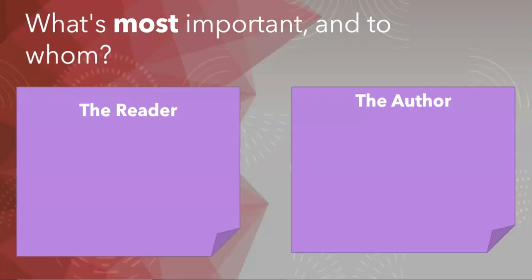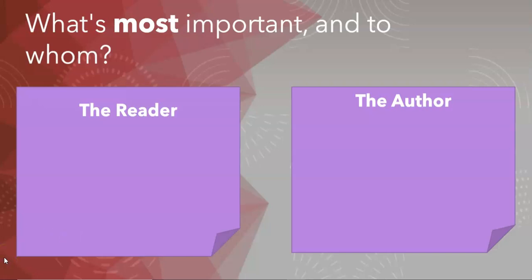So after we get done reading a text, I highly recommend, your teachers in the classroom may actually require you to, but it's a pretty awesome idea to get a piece of paper, divided into two columns or separated in some way. And then again, ask yourself, what's most important and to whom is it important? So you can see in column 1, we have the reader.